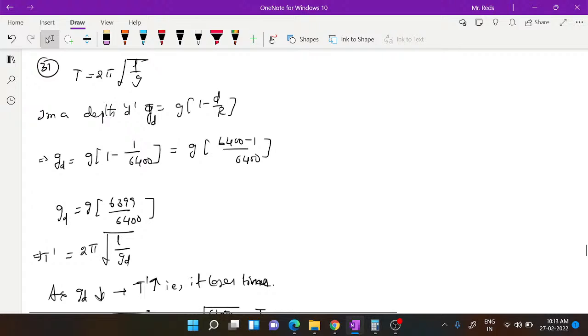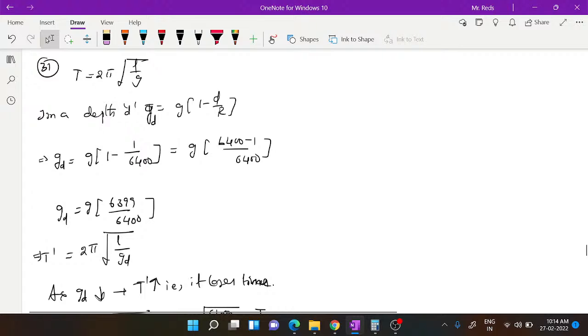Let us consider the time period in general for a pendulum clock under SHM, which is 2 pi root L by g. If you take the pendulum into the depth, g will vary. This g will vary with the depth. The change in g with the depth is given by g_d is equal to g into (1 minus d by R), where d is the depth from the surface and R is the radius of the earth. So the values you have to remember here, otherwise they will be given in the question.